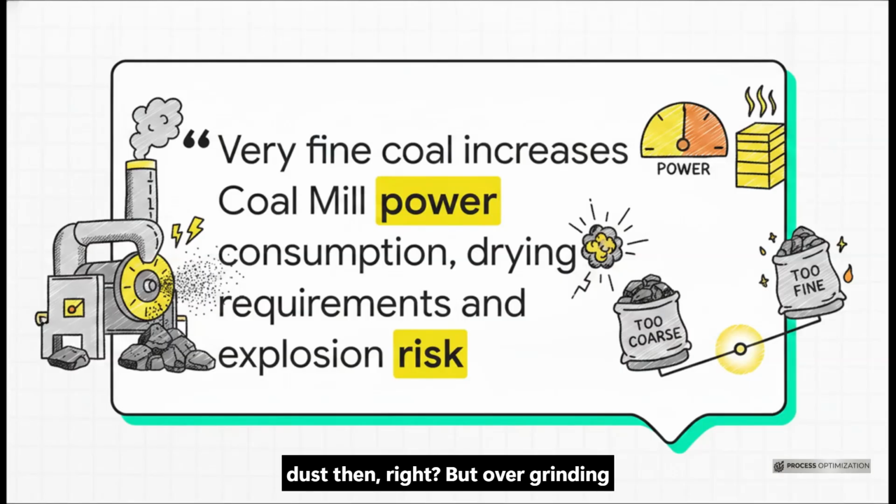But overgrinding coal introduces severe explosion risks. It's super dangerous. Plus, it demands massive amounts of mill power and drying energy, but gives you almost zero additional combustion benefits inside the kiln. Once again, it is that Goldilocks principle. We need the optimum fineness. Not too chunky, but definitely not dangerously fine.